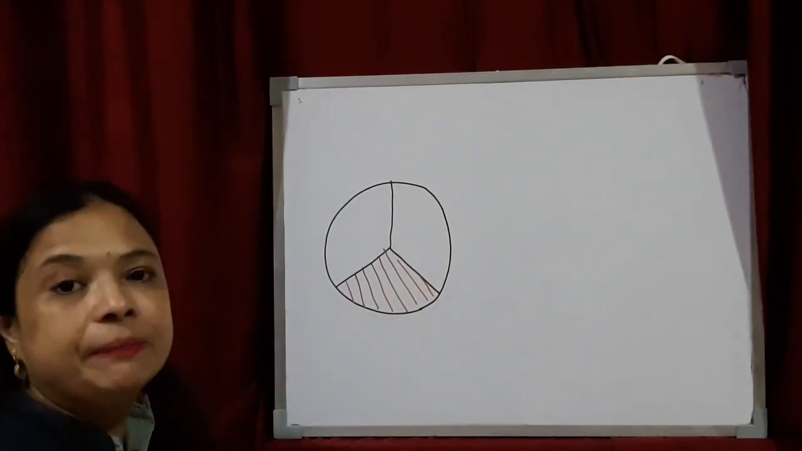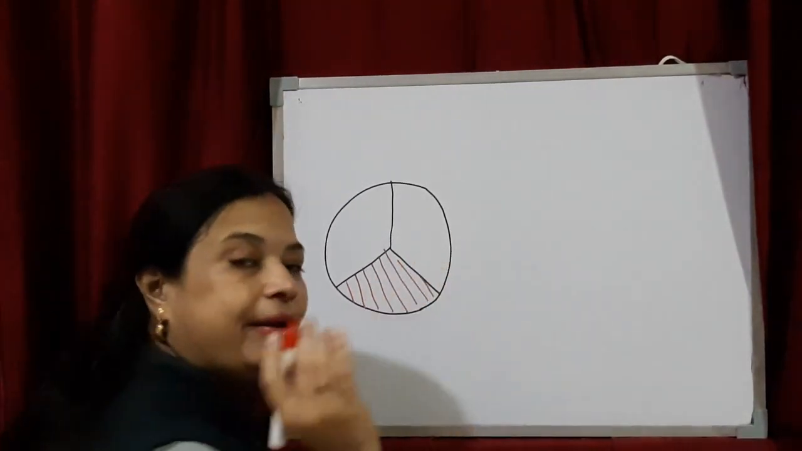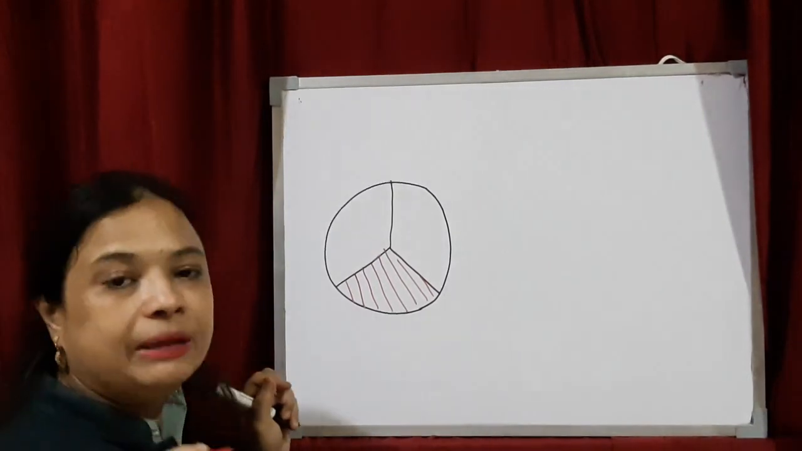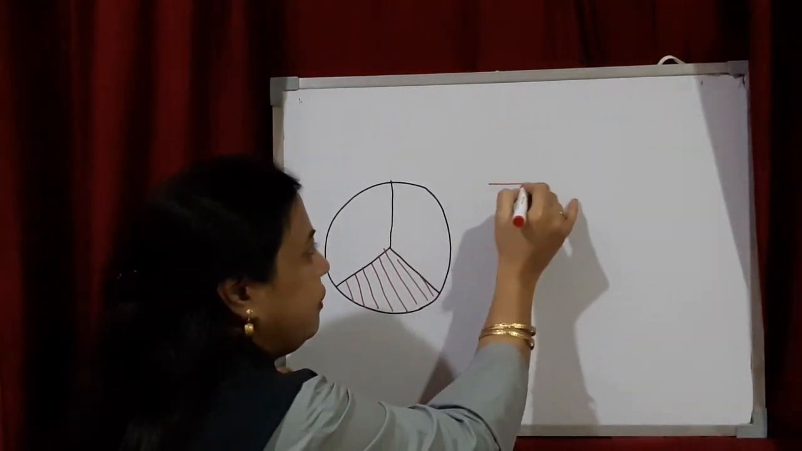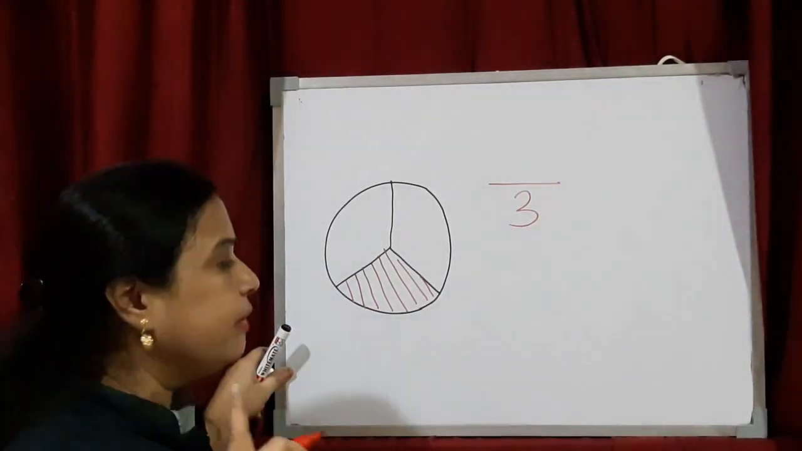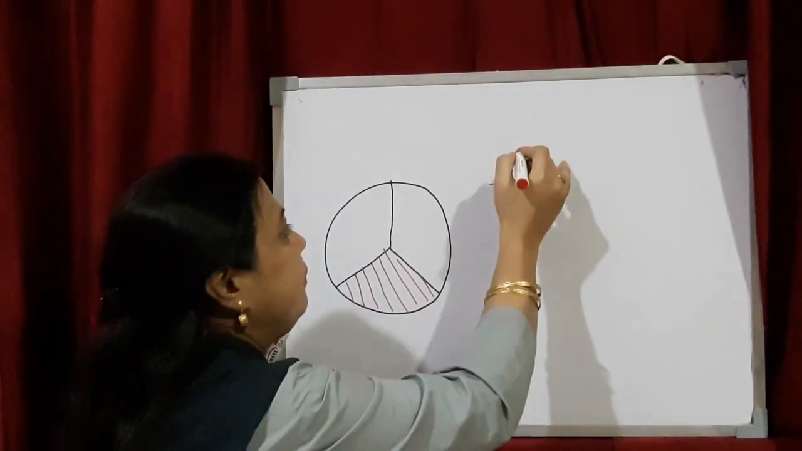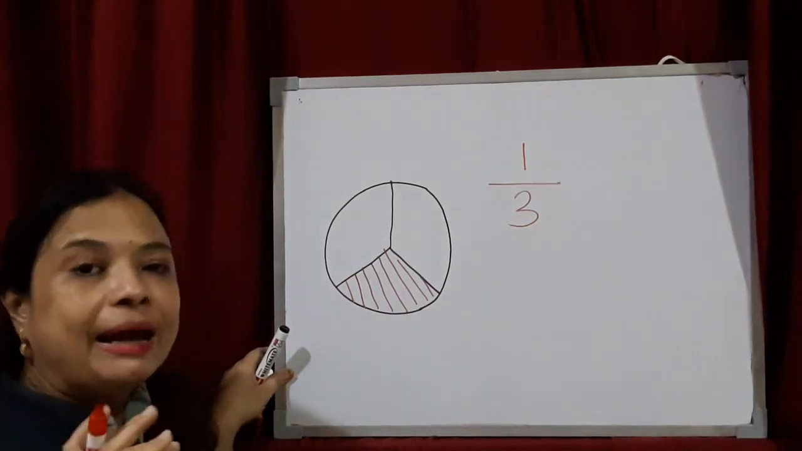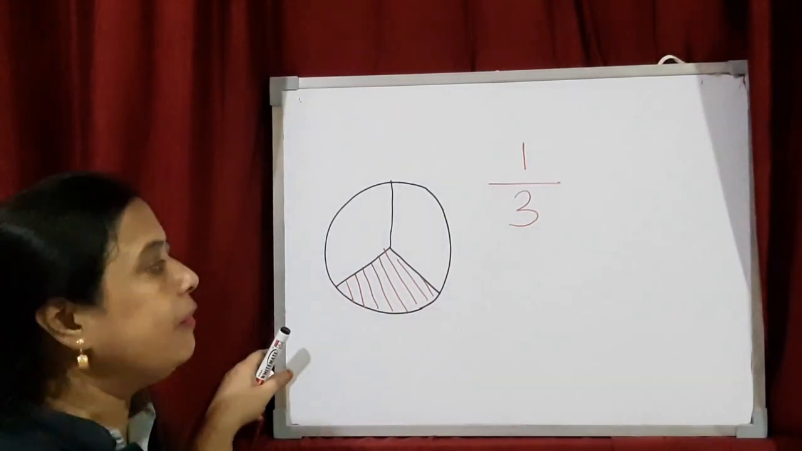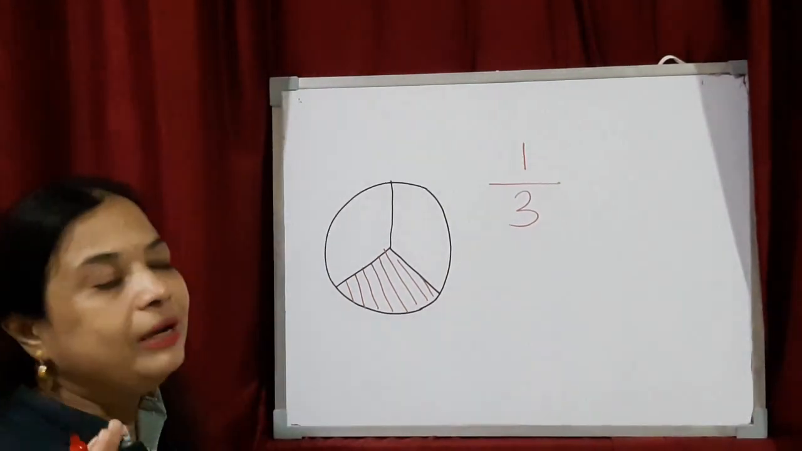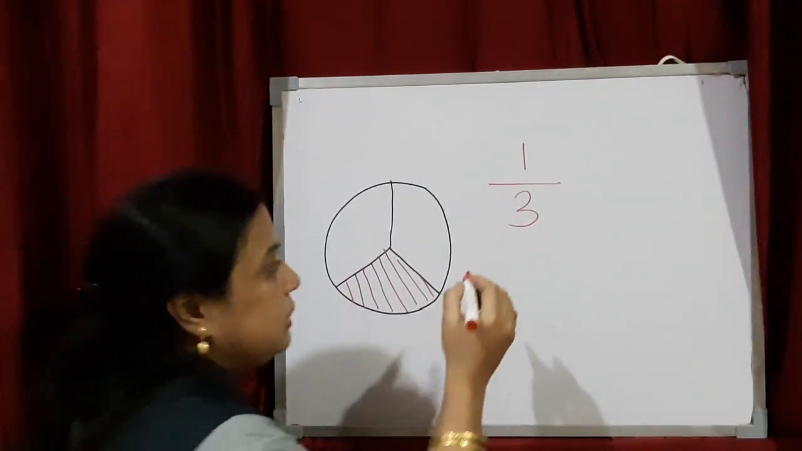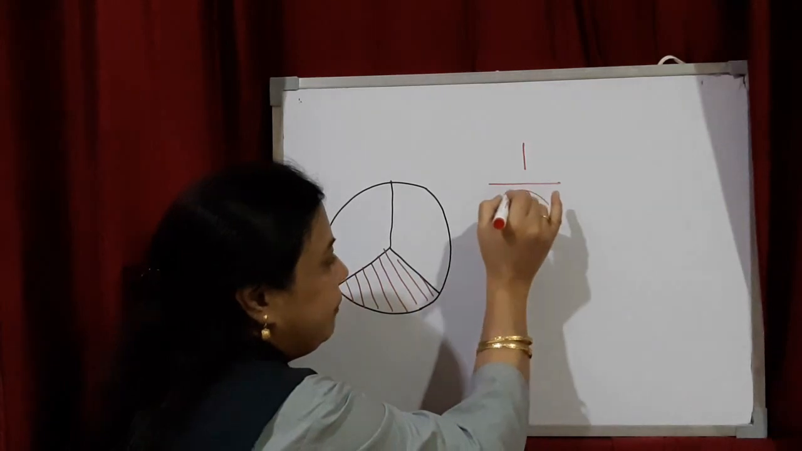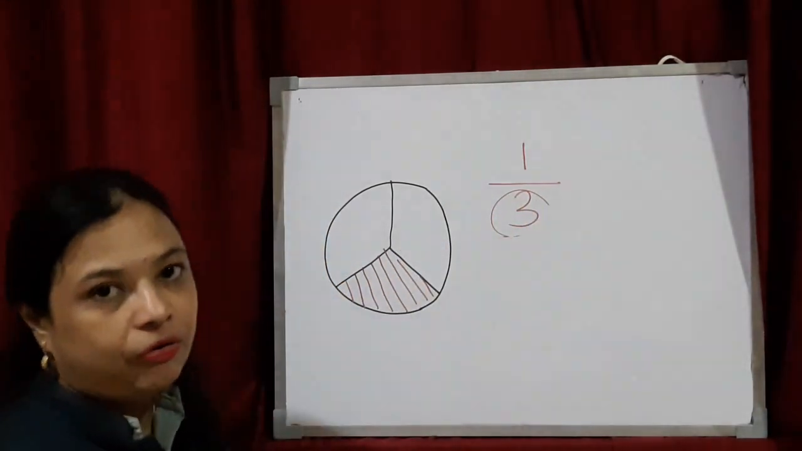The fraction will be, at the bottom we are writing the total parts, and out of that how many parts are shaded? Here one part is shaded, so I will write down 1 here. So my fraction will be 1/3. What will I write in words? The ordinal numbers which we had already studied just now. This number, we will write down the ordinal number of that.